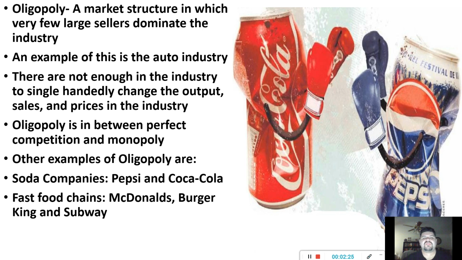So, an oligopoly. This is a market structure in which there are very few sellers who dominate the industry. The top owners, there's only so many of them. They can make a bunch of products, but the owners are very few. A great example is the auto industry. There are not 50 or 100 different car manufacturers. It's basically 8 major ones around the world that create cars people actually buy, and they sell them around the world.